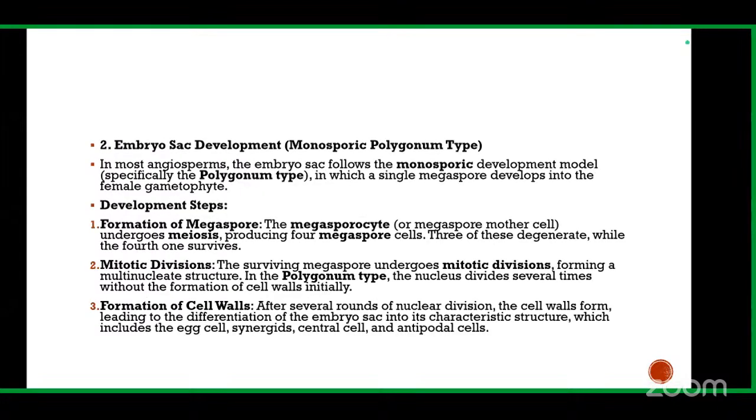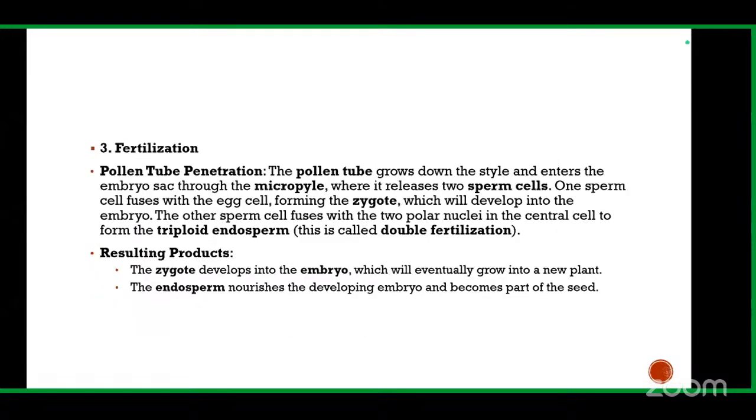Embryo sac development, monosporic polygonum type. Already these things I have discussed. This is what I have discussed about the megagametogenesis. So next is the fertilization. Pollen tube penetration: the pollen tube grows down the style and enters the embryo sac through the micropyle, where it will release the 2 sperm cells. I will discuss it in the pollen pistil interaction part. Don't worry, I will revise it again.